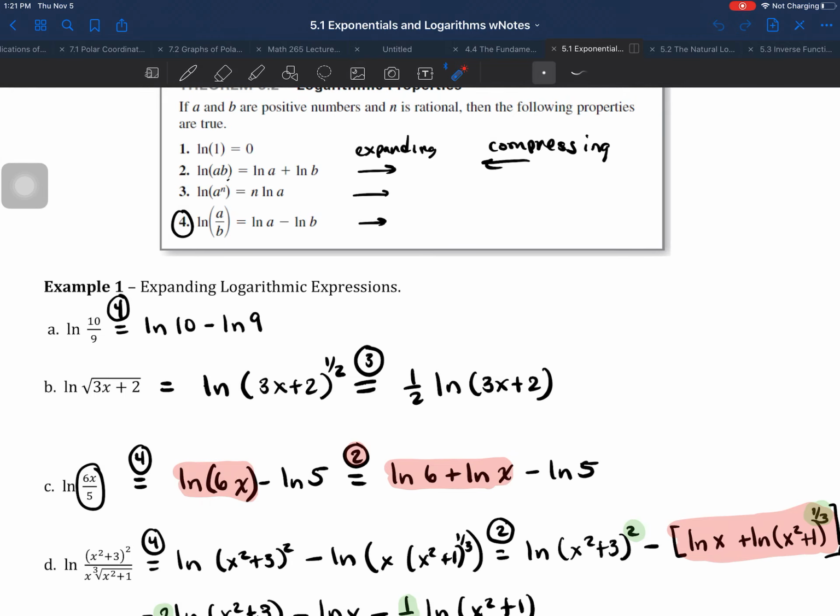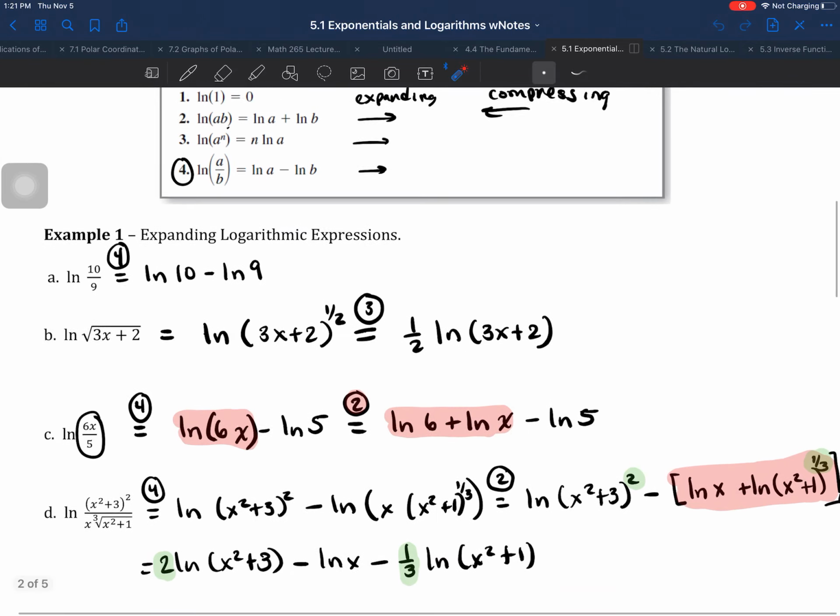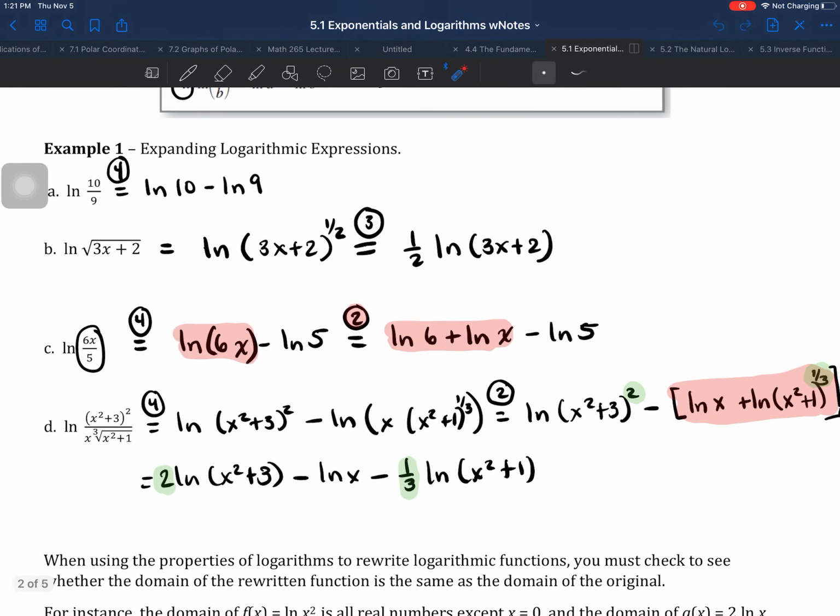Now from here, we notice that we have a product within the natural log, so we can use property number 2 to expand that natural log. Thus, we have natural log of 6 plus natural log of x, followed by the minus natural log of 5 that we already had. We can see that we could use multiple rules or properties in the same problem.